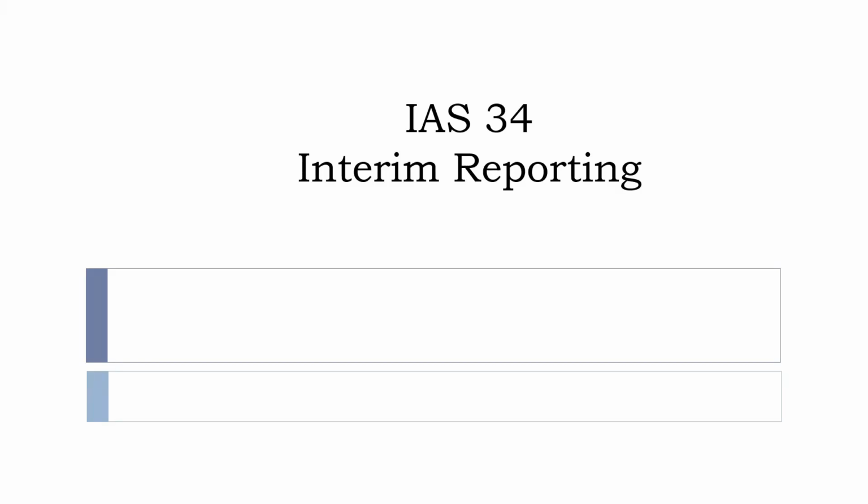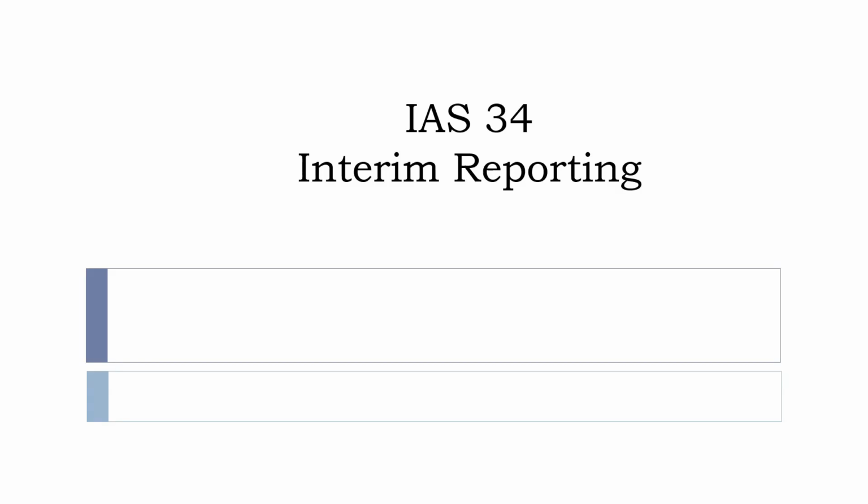Now this standard is not mandatory. Only if someone is doing so, they should refer to this standard. If an entity or a jurisdiction doesn't demand interim reports, then this standard is not applicable to them. So it is not mandatory. It depends on the jurisdiction, whether they require it or not. Now interim reports are published 6 monthly or 3 monthly.